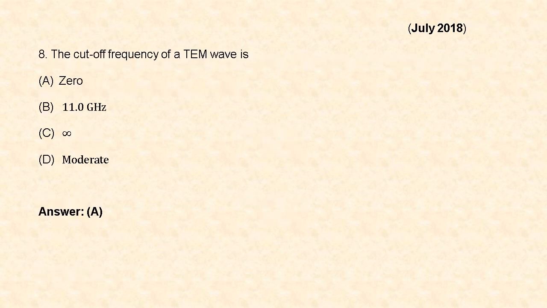Next question. This question was asked in July 2018. The cutoff frequency for a TEM wave is option A 0, option B 11.0 GHz, option C infinity, option D moderate. The cutoff frequency for a transverse electromagnetic wave is 0. So option A is correct.